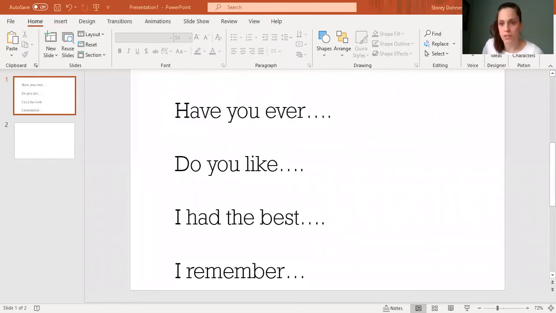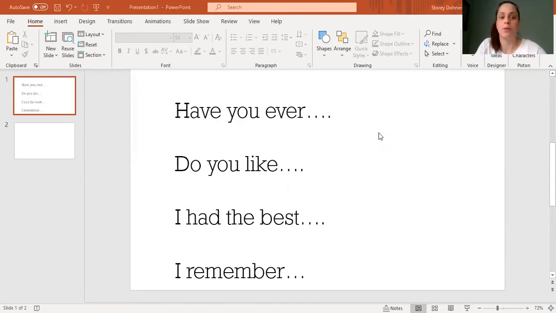Okay, so here are 4 sentences that you are more than welcome to use, or you could come up with your own. So the first sentence idea is, have you ever? So if I was going to use this one for my story, I might say, have you ever caught a frog? And it's a question, and it makes my reader say, yes, I want to read more, or maybe, no, but I want to read more, I'm interested.